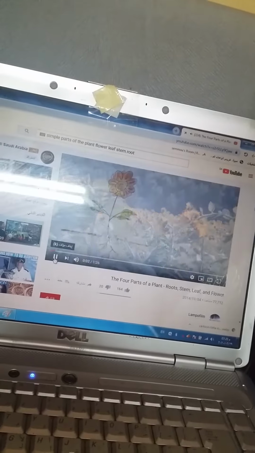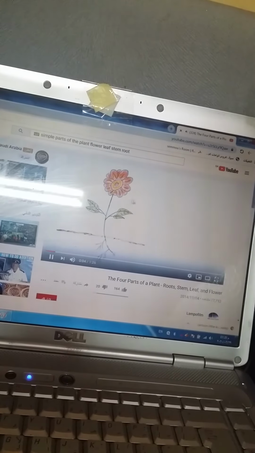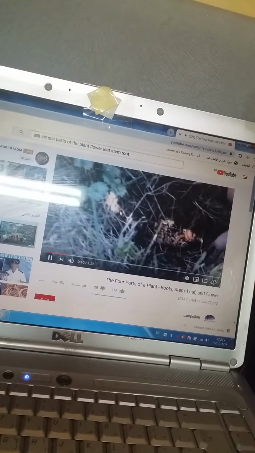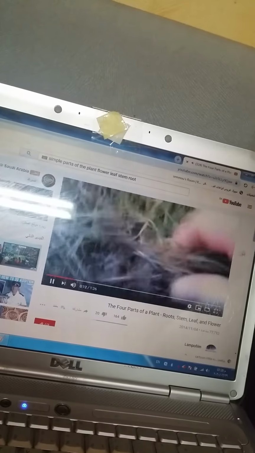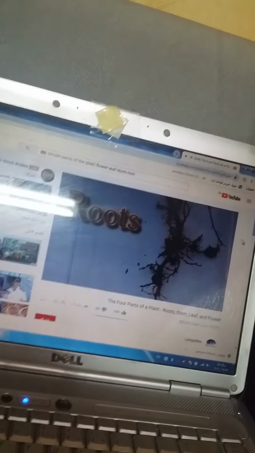Here, let's watch the video together. Here we go. The four parts of the plant. Stem, leaves, flower, and root. It's in the soil and dirt. There's roots. These are the roots. It's in the ground.